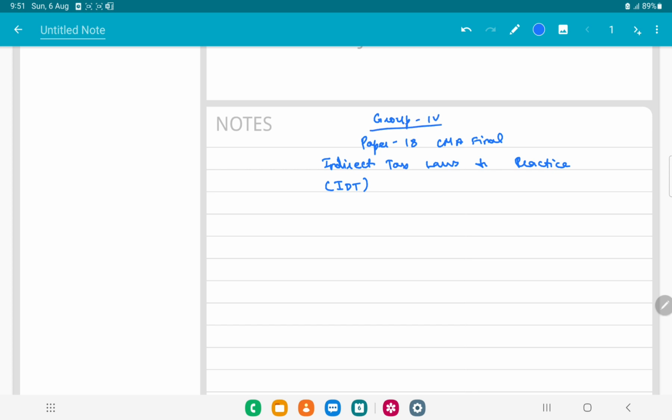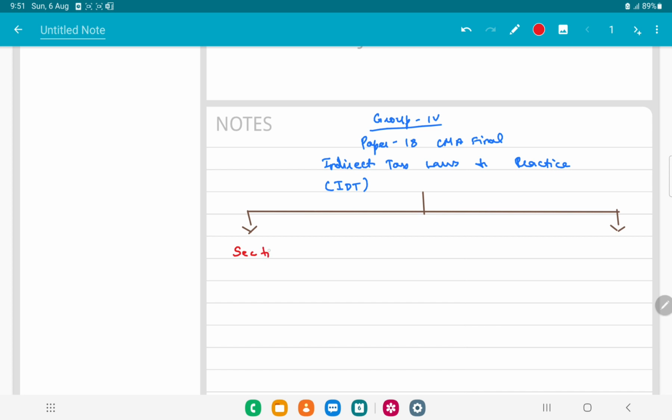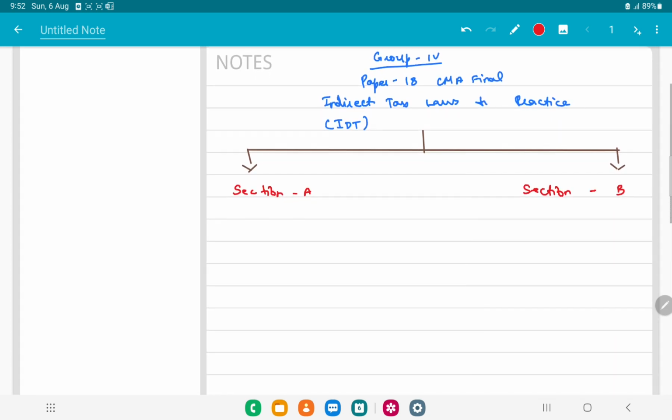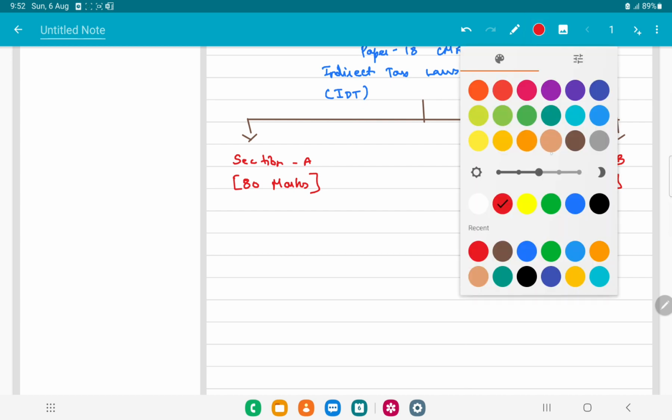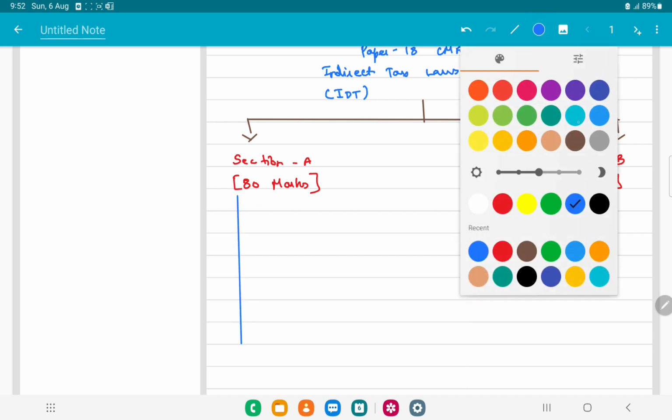How this is going to be covered in our learning series: first you should understand the paper pattern. First you should know what this paper 18 CMA Final, the indirect tax paper, consists of. There are two sections in this paper, section A and section B. Section A has a weightage of 80 marks, and the balance 20 marks will be from section B. Section A has 3 topics to cover.